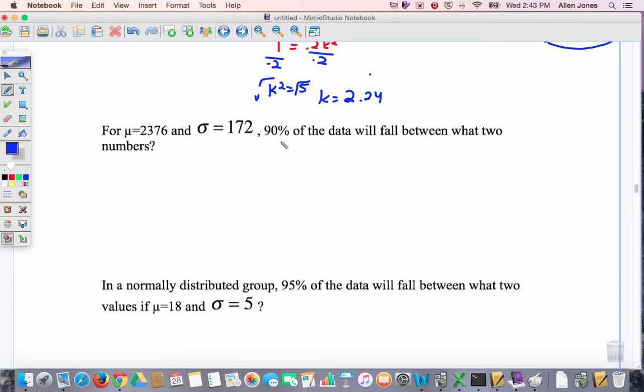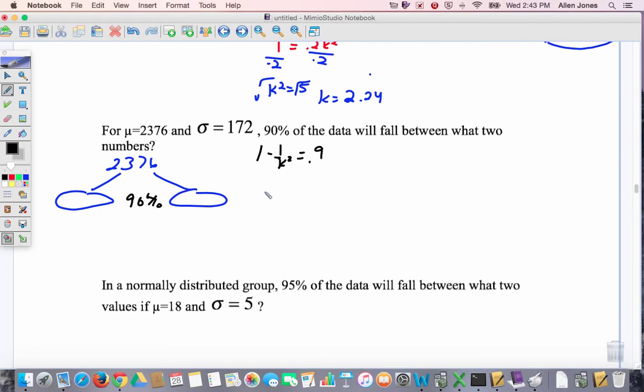Let's try that process again. Mean of 2376, standard deviation of 172. 90% of the data will fall between what two numbers? So I make it the same way. 2376 is my mean. I don't know what my lower limit is or my upper limit. I just know that 90% fall between those two. Okay, so we go over here and we'll say 1 minus 1 over k squared equals that percentage of 0.9.